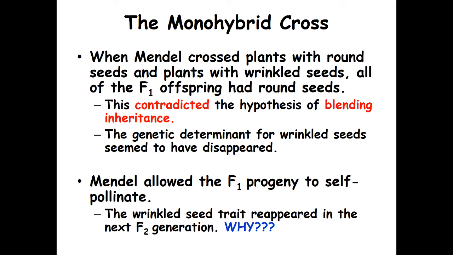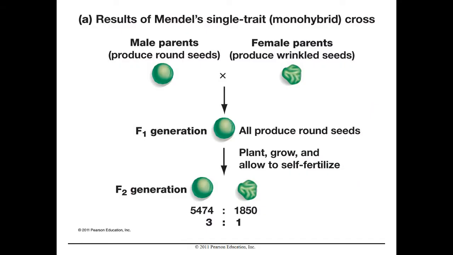So what he did was he crossed round seeded plants with wrinkled seed plants. This is the P1, the parental cross. And then all the F1 offspring look very different than what it would be if it was blending inheritance. So let me show you what it looks like. That's what he did. He crossed round seeded plants with wrinkled seeded plants. But the first generation all came out looking like the round seeded. In the second generation, he got a 3-to-1 ratio, 3 round and 1 wrinkled.